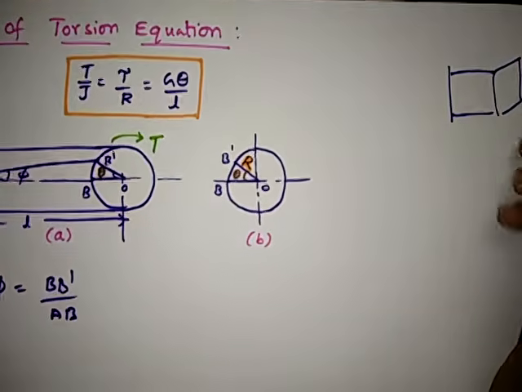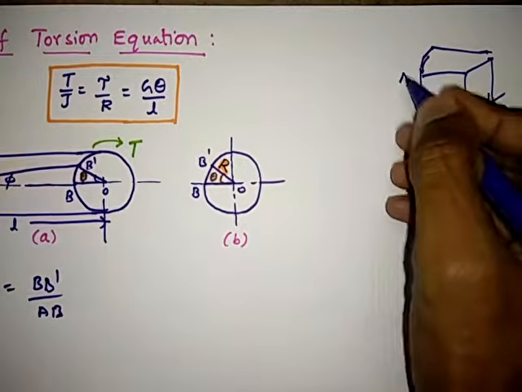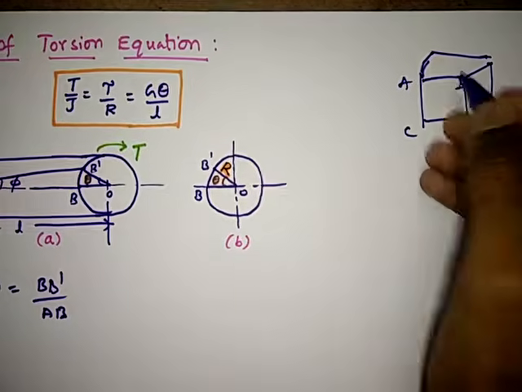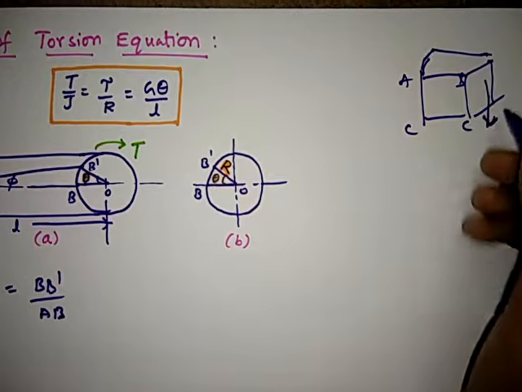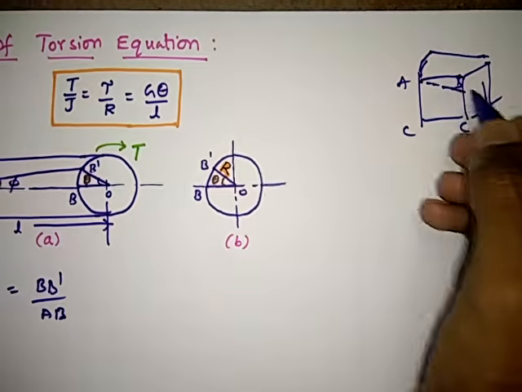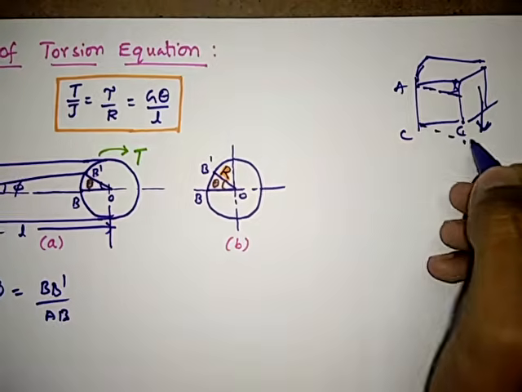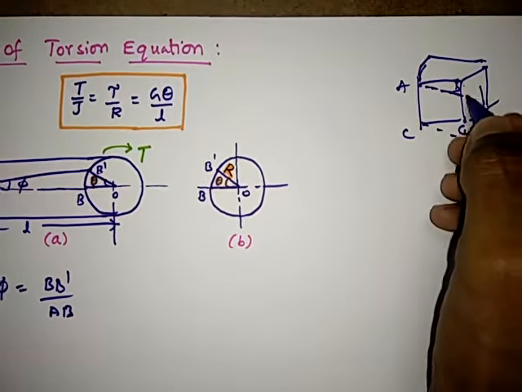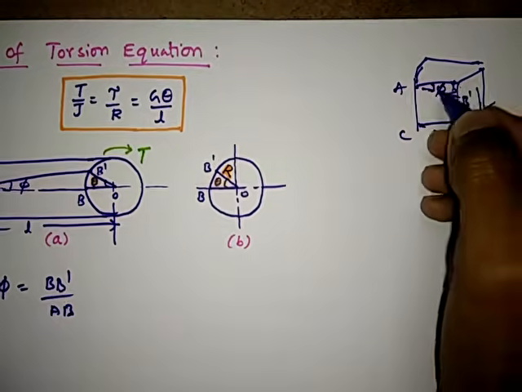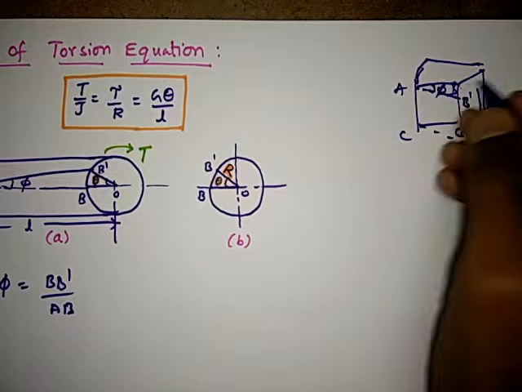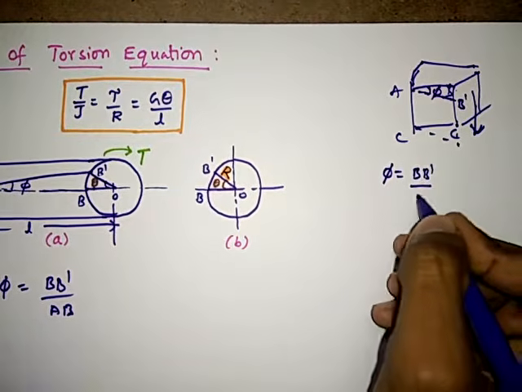suppose you take a block like this and apply a force on this surface, suppose it is ABCD. When you apply this force parallel to the surface, this is called shear force, and because of this shear force, the ABCD plane will be deformed like this. So B occupies a new position B dash, and this angle is called phi, which we call the shear strain. The shear strain formula is B dash by AB.